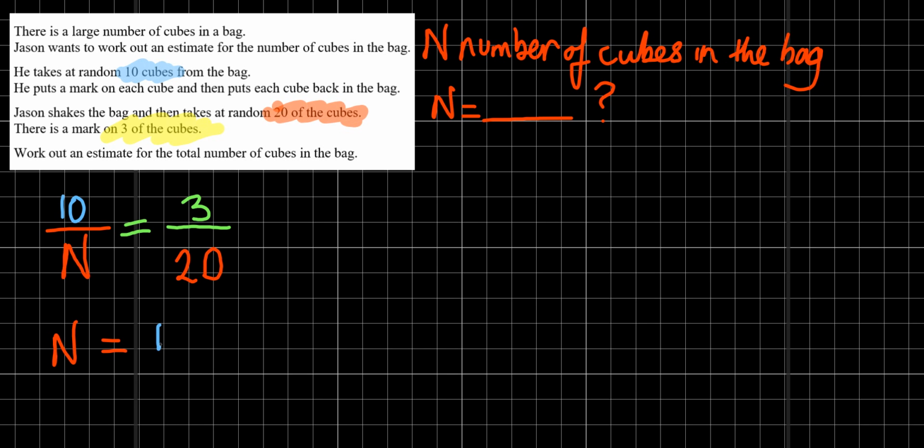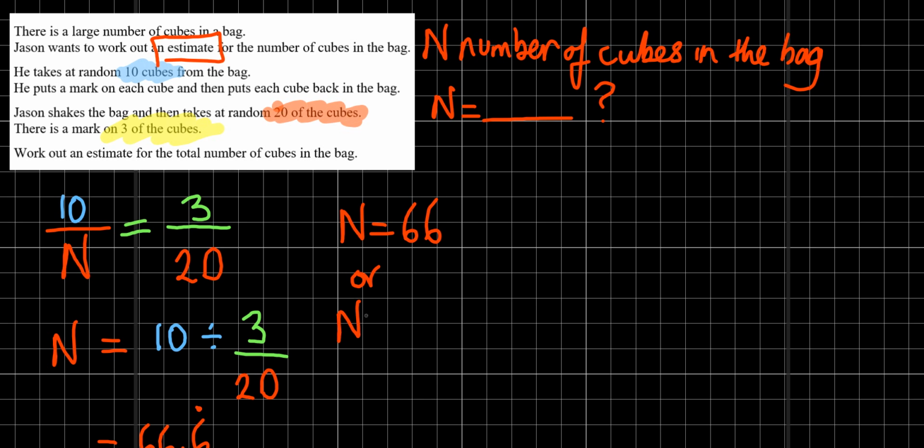actually we would have 10 divided by 3 over 20. And that would give us 66.666. Because we've been asked to do an estimate, because of the word estimate, it means that we can either say n could be 66 or n could be 67.